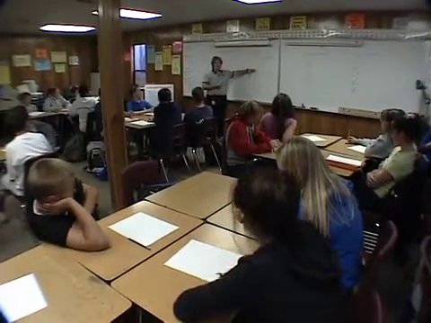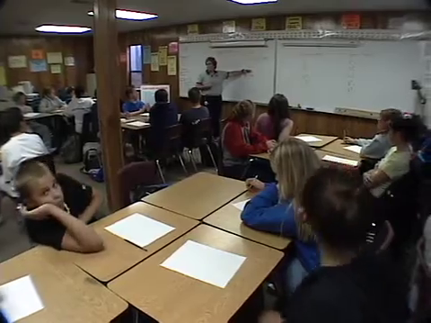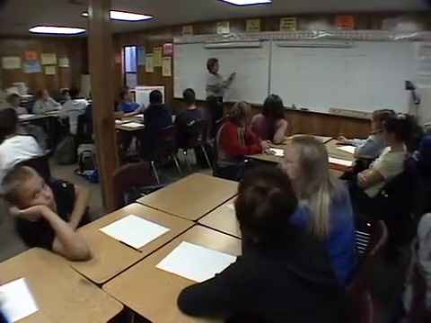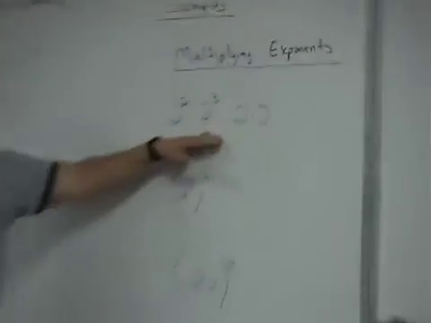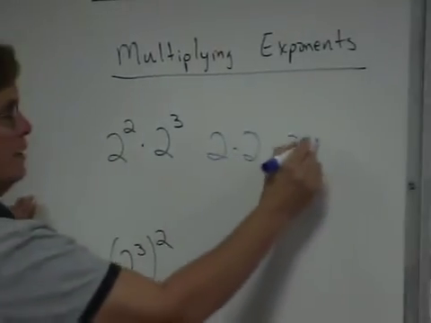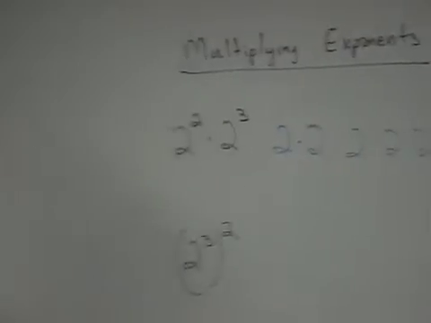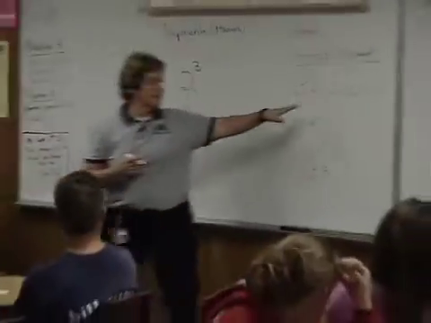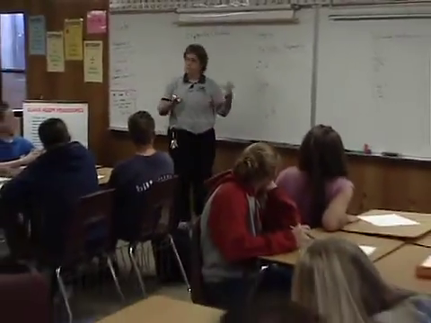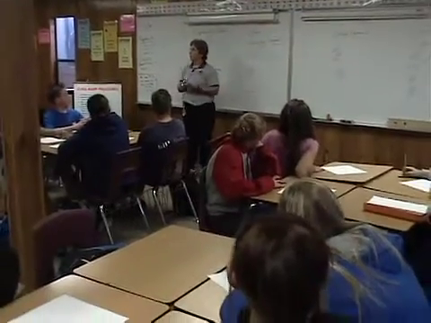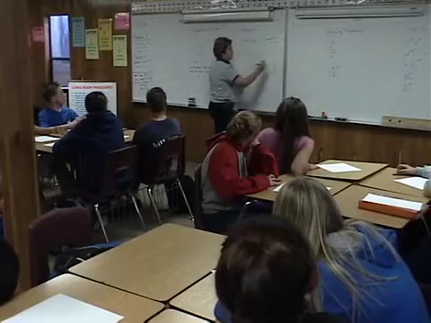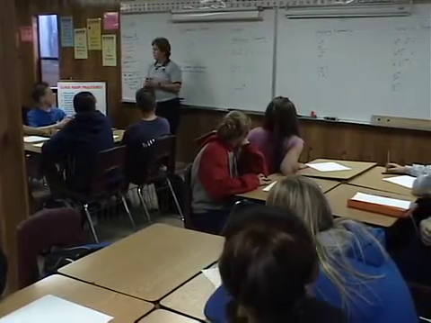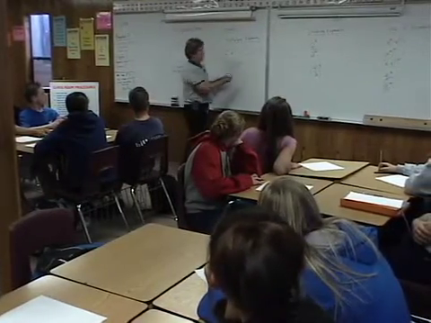If we think about this, what does 2 squared mean? That's 2 times 2, right? And what does 2 cubed mean? 2 times 2 times 2. Okay? Now, if I want you to write this out as a solution, we could go 2 times 2 is 4 times 2. But I want you to write it out as a solution of a power. What would this equal? 2 to the 5th power.